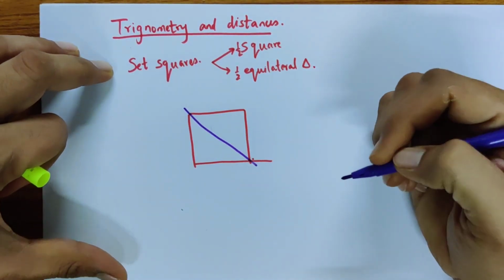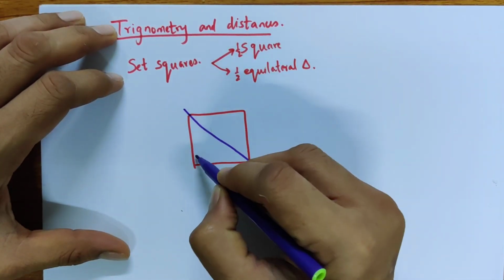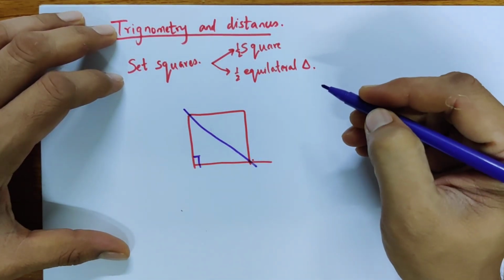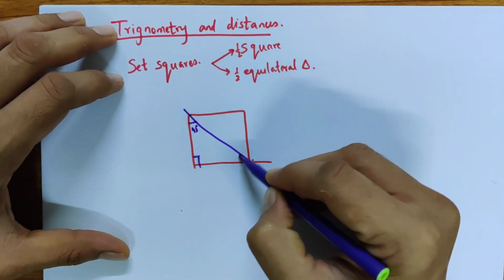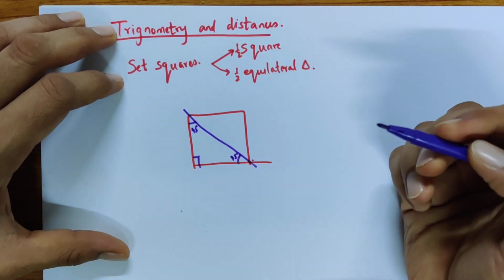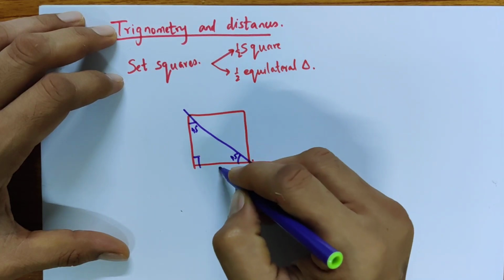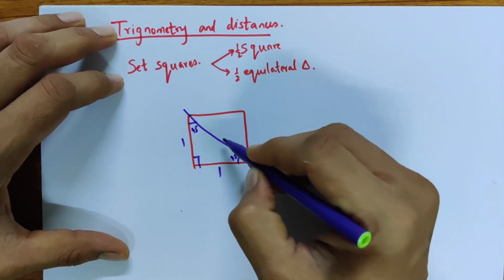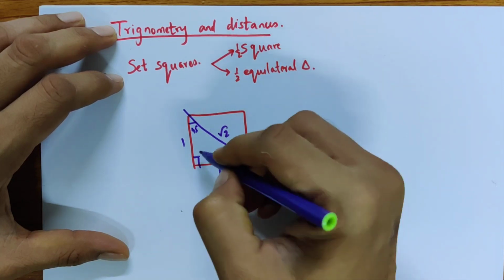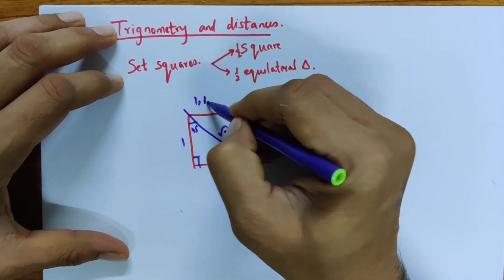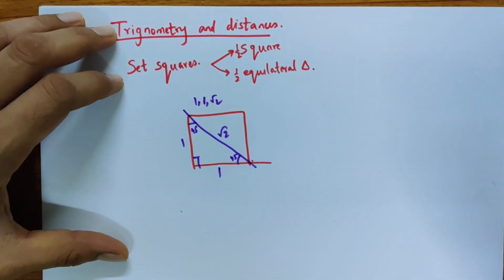So this set square is half of a square, and all the angles are 90 degrees in a square, so this is half of that. This is 45 degrees, this is 45 degrees, so this is a 45 degree square. So if you take a unit side as 1, this is 1, this is 1, and this is square root of 1 square plus 1 square, root 2. So this triangle is the 1, 1, root 2 triangle. It's an easy way to remember 1, 1, root 2.